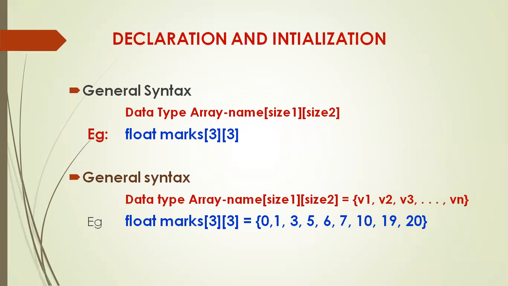In that case, 0 is stored in A[0][0], 1 is stored in A[0][1], and 3 is stored in A[0][2]. 5 is stored in A[1][0], 6 in A[1][1], 7 in A[1][2], 10 in A[2][0], 19 in A[2][1], and 20 in A[2][2].